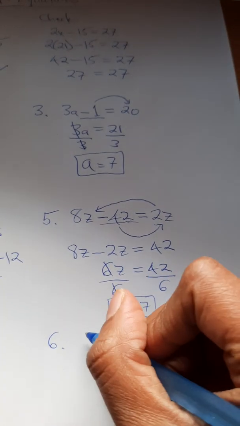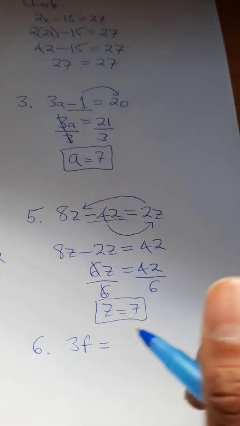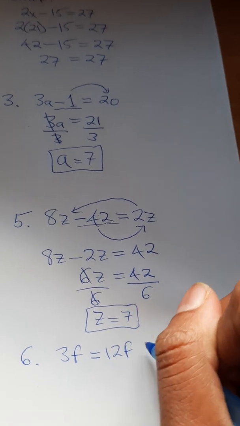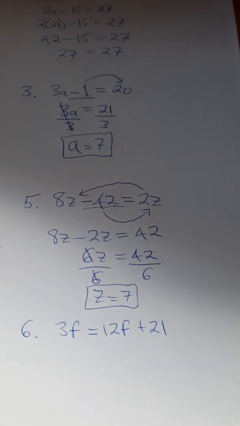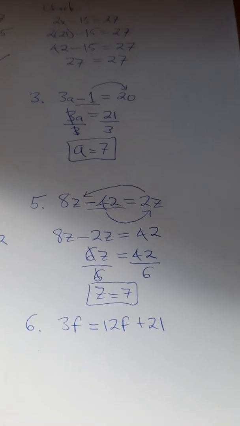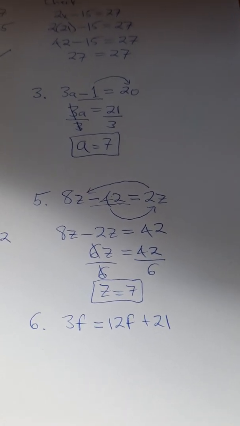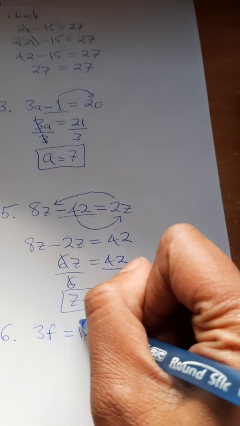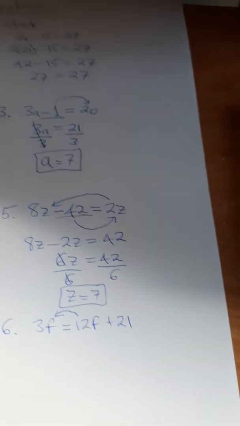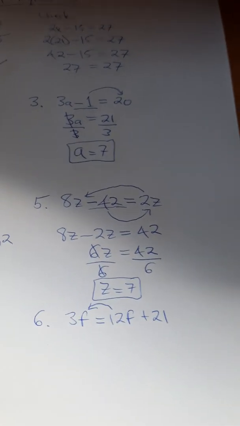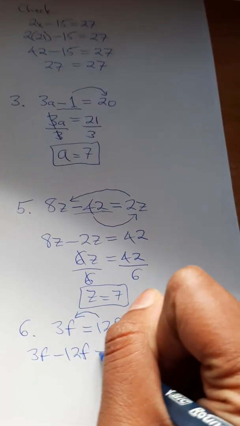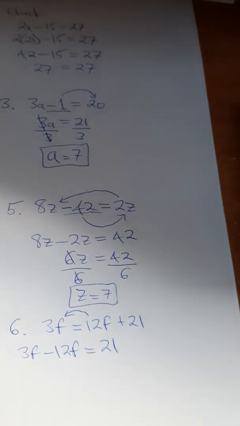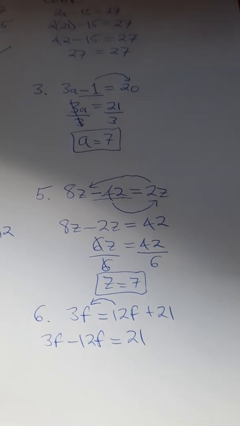Okay, so let's try this one. I have 3f equals 12f plus 21. Okay, so this is our equation. So notice again, I just want to put my like terms together. We're going to put the f's together. I'm just going to take this positive 12f to the left side. So I have 3f minus 12f equals 21. Okay, is everyone good there?